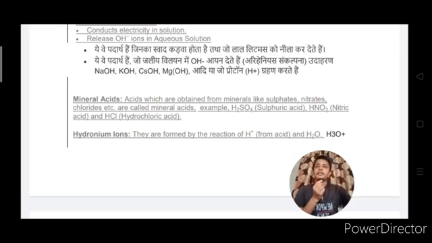Next point is that similarly, on the basis of the number of hydroxides, you can classify them as monobasic, dibasic and tribasic. Concentration, and remember acid basicity is also known as alkalinity. So sometimes they are called alkali.